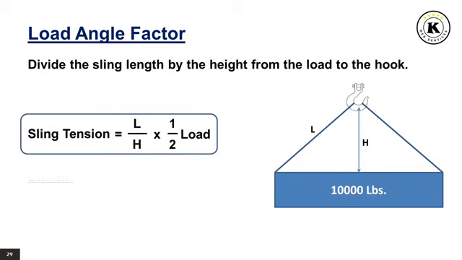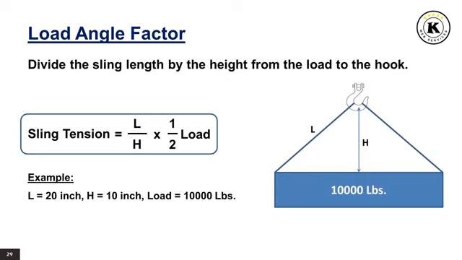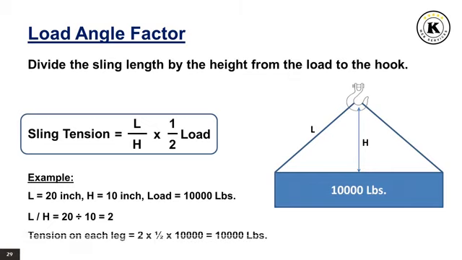For example, consider L equal to 20 inches, H equal to 10 inches, and load equal to 10,000 pounds. L divided by H is equal to 2. The sling tension is then equal to 2 multiplied by half of the load, which gives us a result of 10,000 pounds of tension on each sling leg.